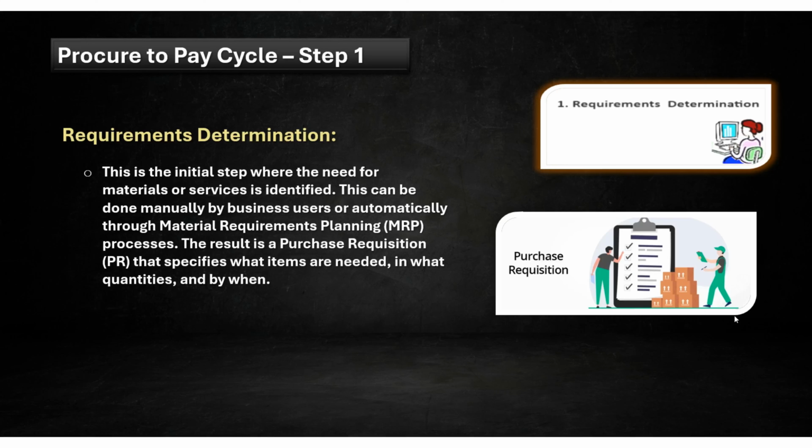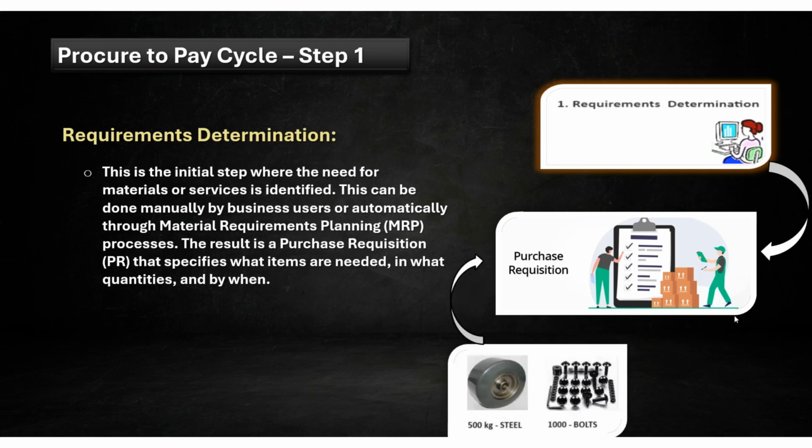Okay, now let us take an example. There's a production department at ABC Manufacturing, and they have realized that they need 500 kgs of steel and 1,000 bolts for their production cycle. What they have done is create a purchase requisition in the system to request these materials.